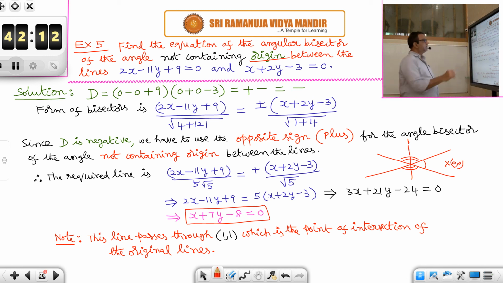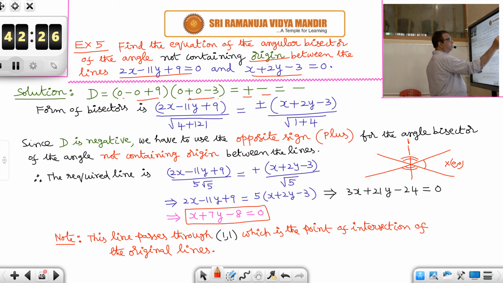So what is the discriminator here? Origin means (0, 0). We substitute (0, 0) in the first line: 0 minus 0 plus 9, and (0, 0) in the second line: 0 plus 0 minus 3. So a positive quantity, a negative quantity, plus into minus, finally it is minus. He wants the angular bisector of the angle not containing the origin. Therefore you have to use the opposite sign. The opposite sign of minus is plus, so we have to use the plus sign.